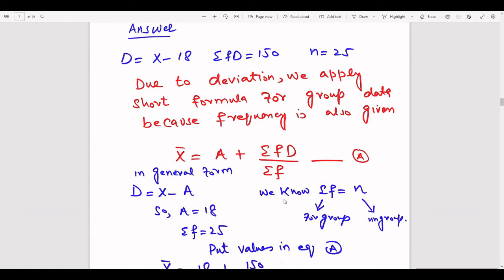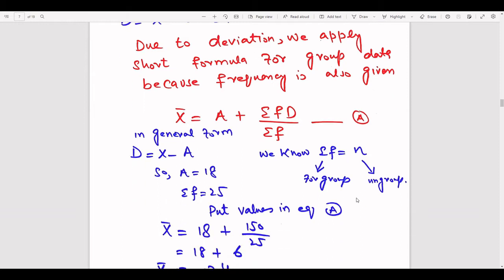Sum of FD is equal to 150, and sum of F, as you know, is small n in ungrouped data. In grouped data, sum of F and small n are equal, because in grouped data each group has a number of observations. When you add up all the frequencies, it is equal to the total number of observations. So by putting these values in equation A, x bar is equal to 18 plus 150 over 25.